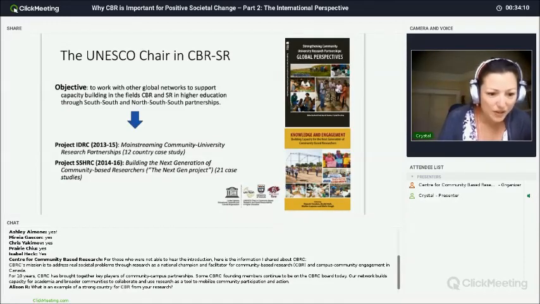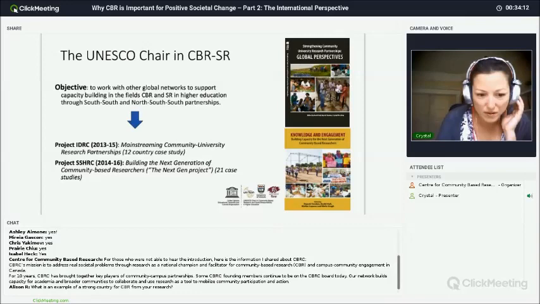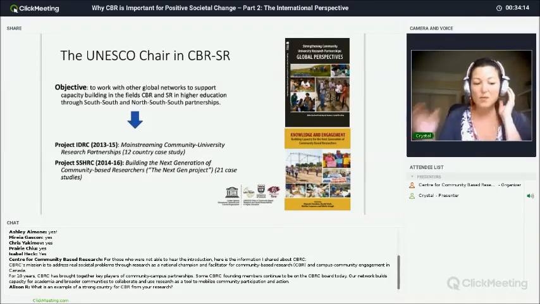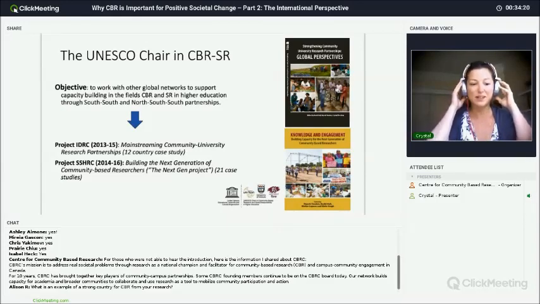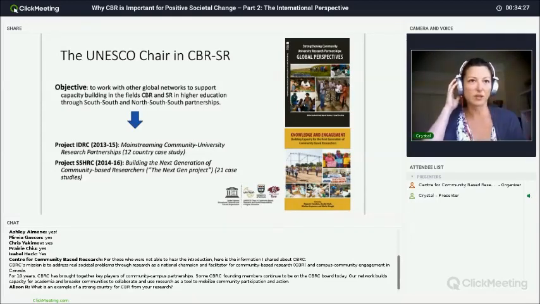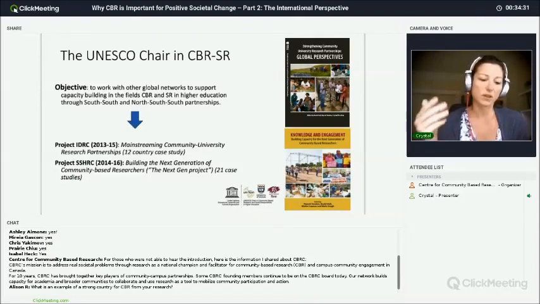What is an example of a strong country for CBR from your research? Well, certainly Canada. We've seen quite a few examples from across the country here. I think Canada is a great example of universities really integrating engaged research within their strategic frameworks and as well within the department and faculty levels.